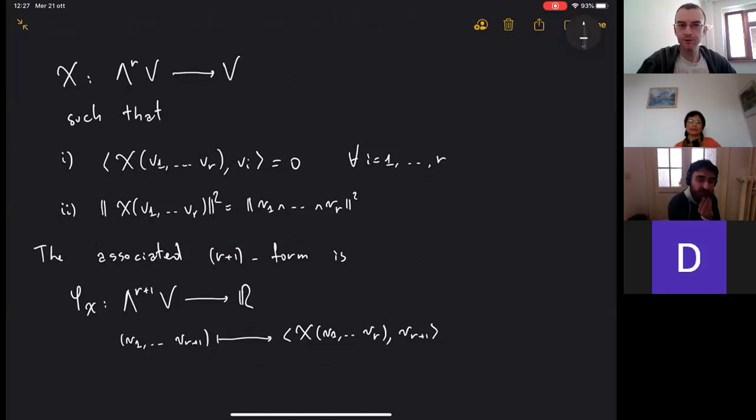I mean, it's possible that the condition is slightly different. So let's see. If R equals one, there is no problem at all. As for R equal to the dimension of V minus one, these are the trivial cases. Okay, so let's see what happens for V equals seven and R equal two.